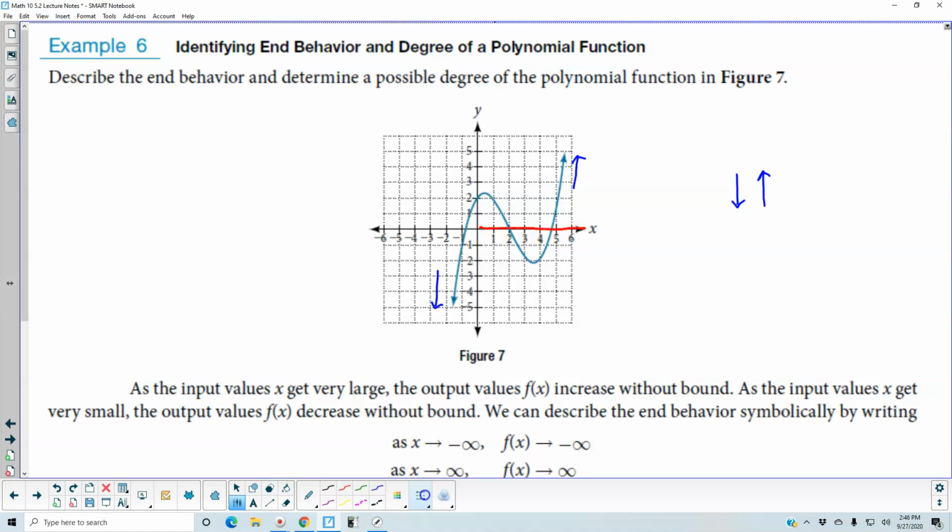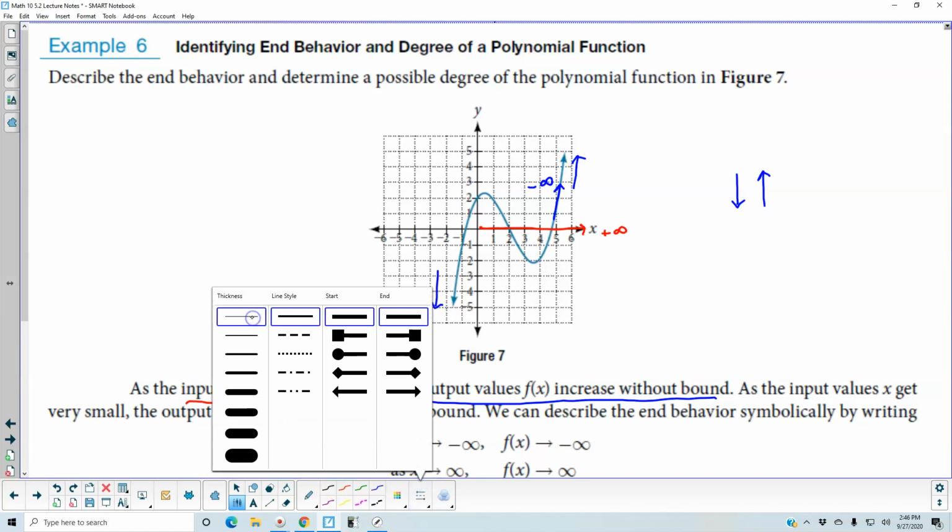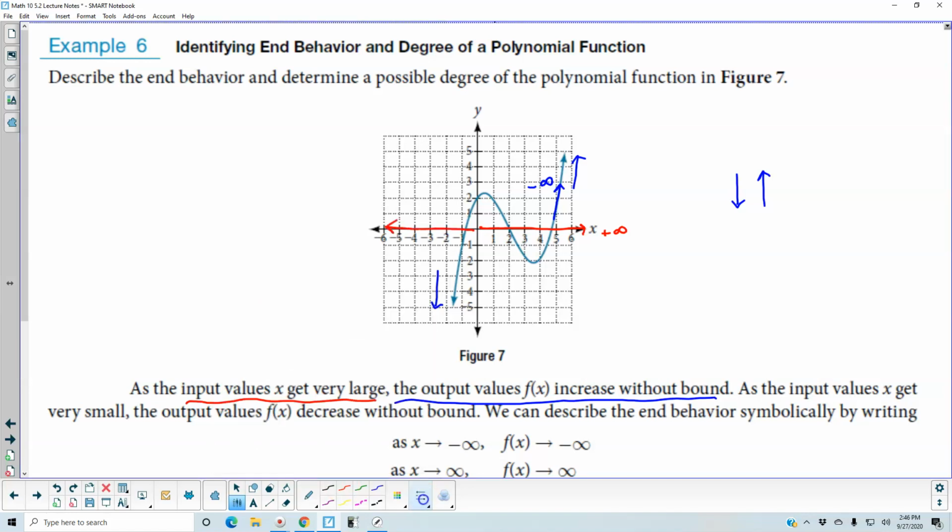values get larger, meaning that as it's approaching positive infinity, so as the input values of x get very large, then we see that the output is going towards positive infinity, meaning that the output values of f of x increase without bound. And then if we look at the left side of the graph, as x is approaching negative infinity, so as the input values of x get very small, going towards negative infinity, then the value of the function is also going towards negative infinity, meaning that the output values of f of x decrease without bound.